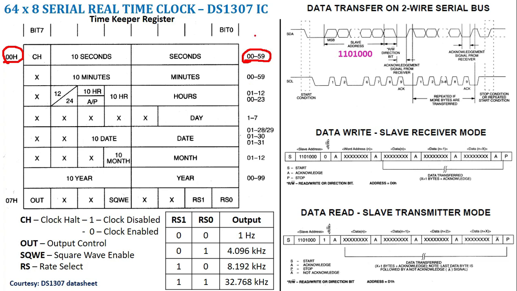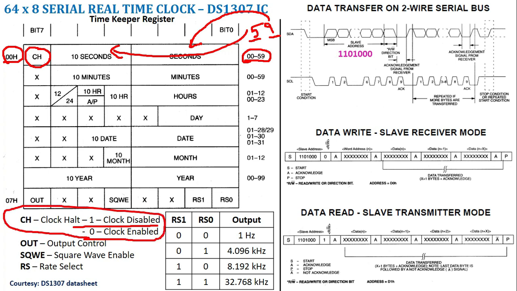This information will be stored in BCD format. BCD format in the sense that if it is 59, we take the BCD value of 5 and the BCD value of 9. The BCD value of 9 will go here in these 4 bits, and the BCD value of 5 will come here. And the 8th bit is the clock halt bit. If this clock halt bit is 1, the clock will be disabled. If the clock halt bit is 0, the clock will be enabled. This will be used while utilizing our square wave generation.